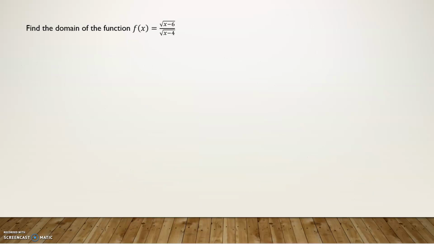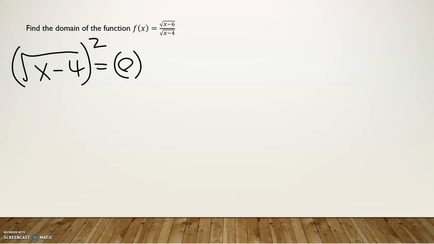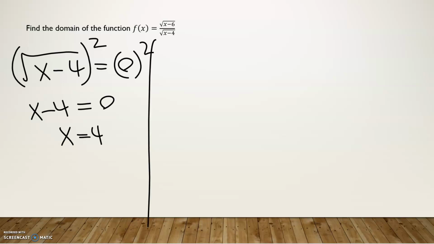Okay, now let's look at something where you've got two square roots, one in the top and one in the bottom. So I'm going to work with the bottom first. So we know that the bottom cannot be equal to 0, so we'll set it equal to 0. We're going to square both sides, so x minus 4 equals 0. So x equals 4. Okay, there's the first part. And then the inside has got to be greater than or equal to 0. So I'm going to move 4 over.